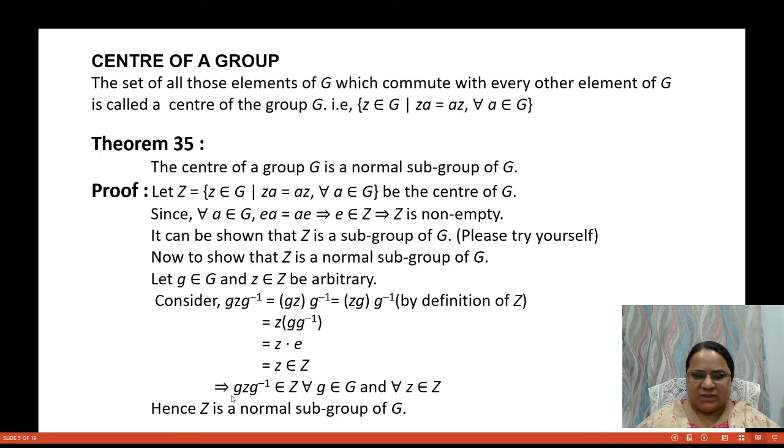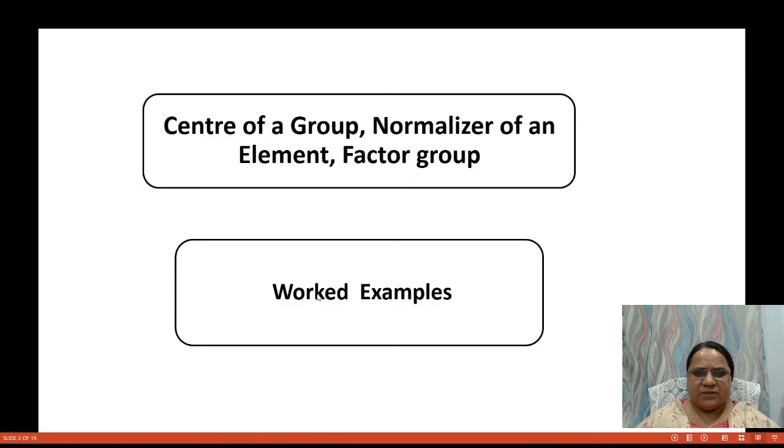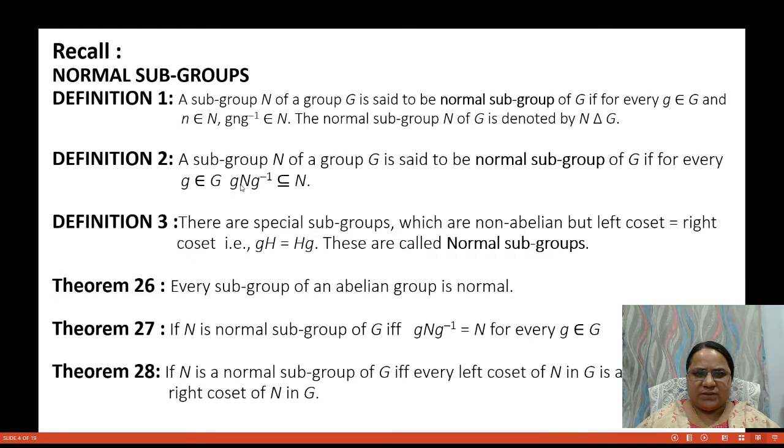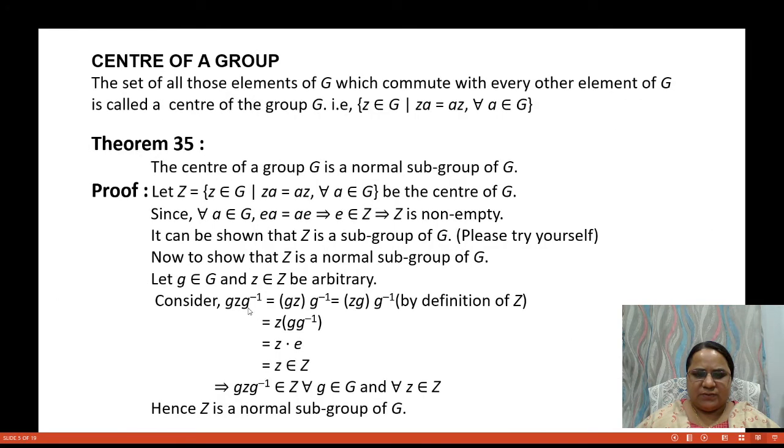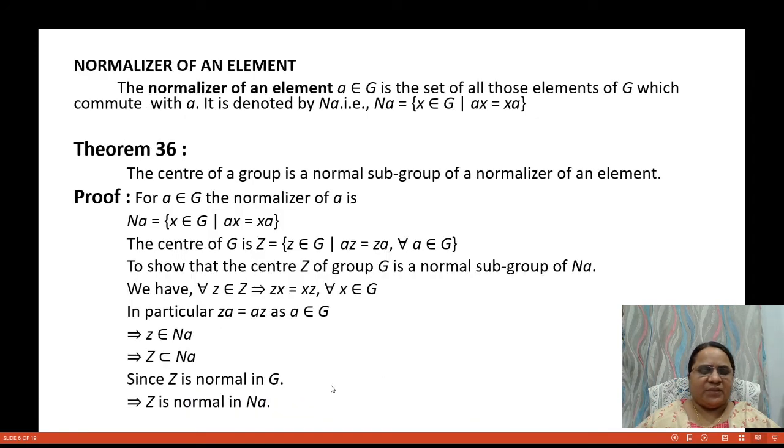So if this condition is satisfied, by the definition of a normal subgroup, g z g inverse belongs to Z for all g belongs to G and for all z belongs to Z. Hence Z is a normal subgroup of G. So that is our theorem 35.